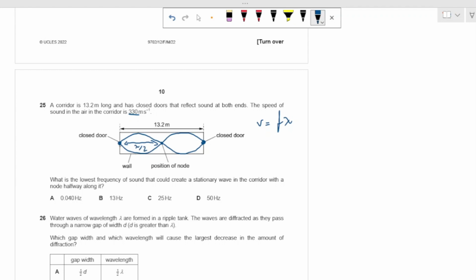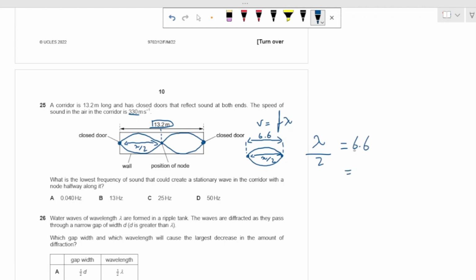This entire 13.2 meters has three nodes, but it is very obvious that if you halve 13.2, you will have two nodes. If we halve 13.2, we will get 6.6. Let's make a separate picture over here. Node here, node here, and the distance which we had just halved would be 6.6. We had just said that this distance from one node to another node is equal to half the wavelength. Now we can equate them. Half wavelength is equal to 6.6.